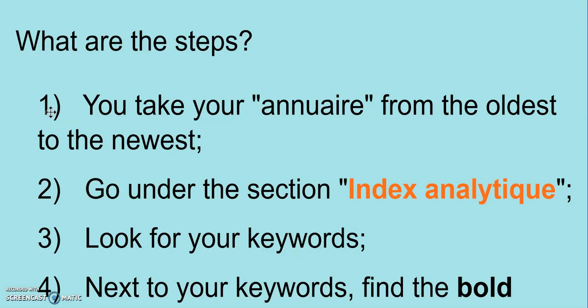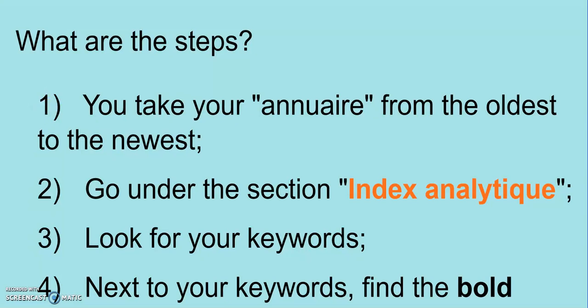For instance, if your boss is asking you, I need you to find me all the cases related to, I don't know, driving while impaired between the years 1998 and 2000. So if I were to ask you, where do you start first? You have to answer, you start in the annuaire of 1998. You're going to do all these steps, and then you would do the same thing for 1999 and 2000.